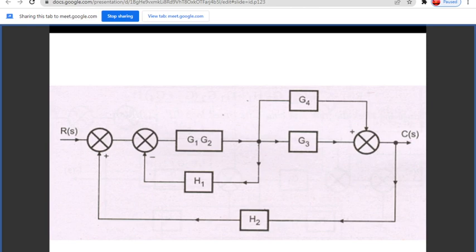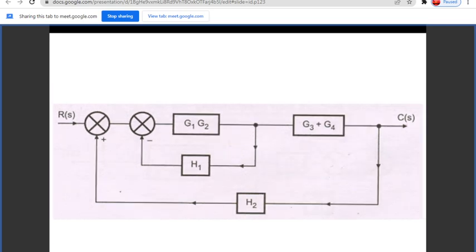We can split this point into this side and this side, so that we have the blocks G3 and G4 connected in parallel. So we are combining G3 and G4. Next, we have to reduce the minor feedback. You can reduce these blocks as a negative feedback, so we can reduce the block into a negative feedback system.